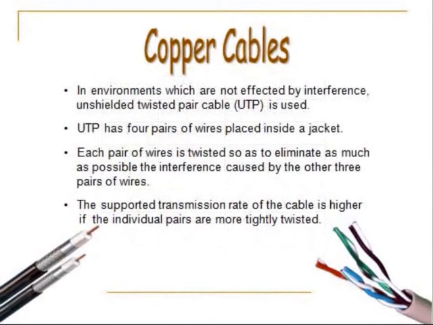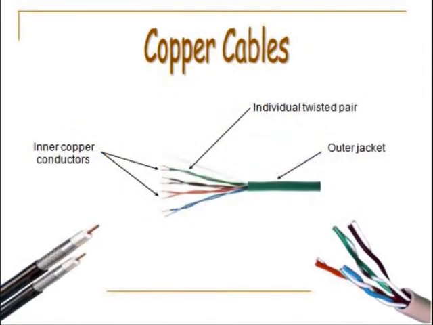In environments which are not affected by interference, UTP cable is used. UTP has 4 twisted pairs of wires, each color-coded, placed inside a protective jacket. The twists help eliminate interference produced by adjacent pairs. The tighter the twist, the higher the transmission rate supported. In the diagram, we can see a typical UTP cable.